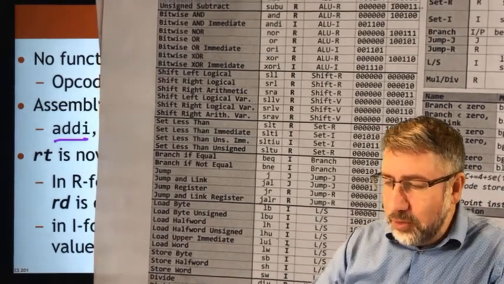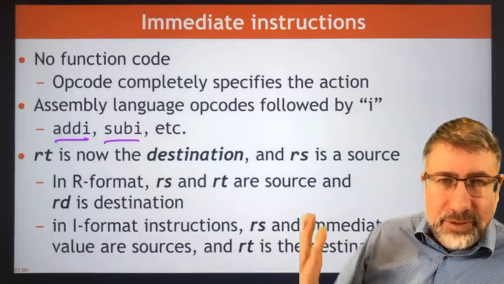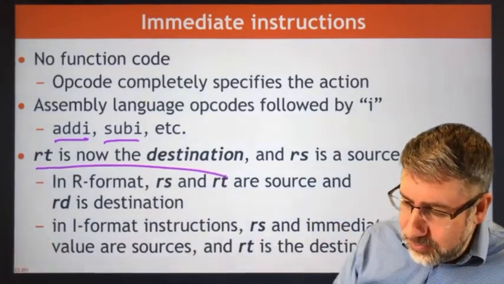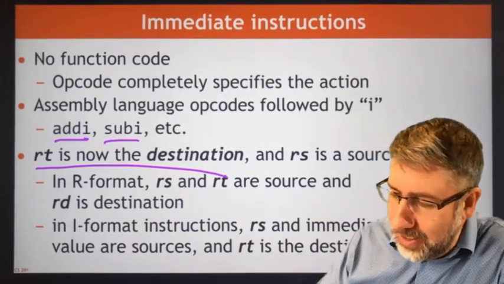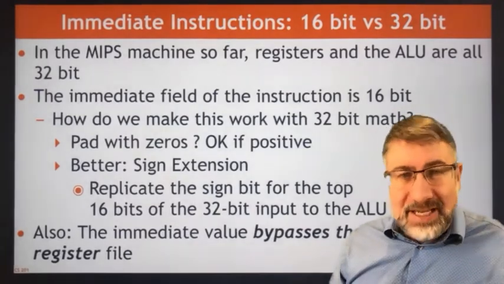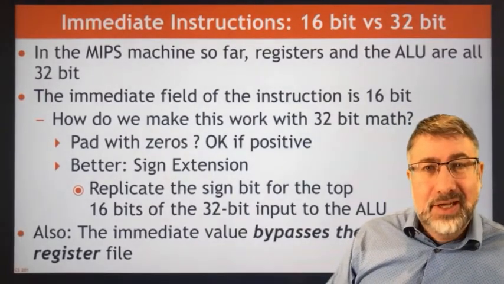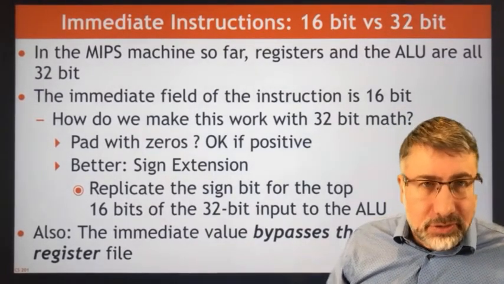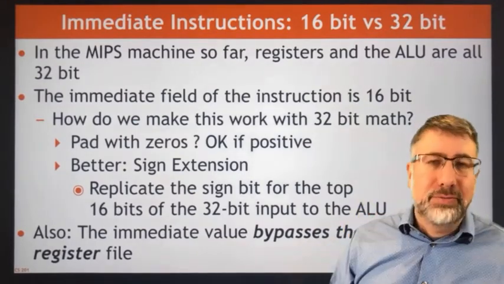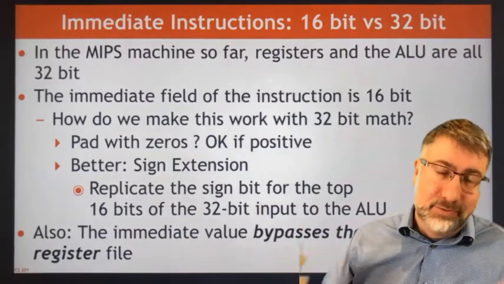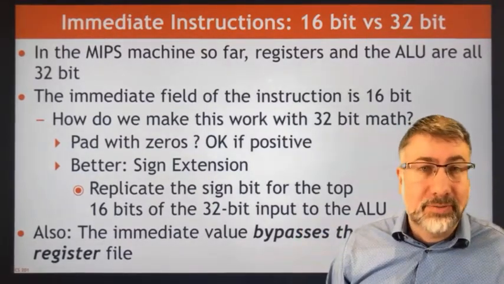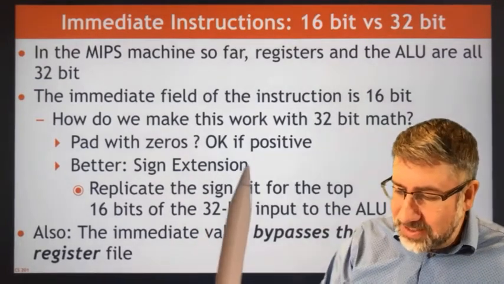So the immediate format instructions take the value from the immediate field in the instruction rather than a register. RT is now the destination. We talked about that already. And so this is why we need that multiplexer. The problem with immediate values is that they're 16 bits, and the ALU and the rest of the machine is 32 bits. So we need to take that immediate value and extend it to be a 32-bit number so the ALU can properly add it or subtract it or whatever to the other register value that was looked up from the register file. And the way that we do that is sign extension.